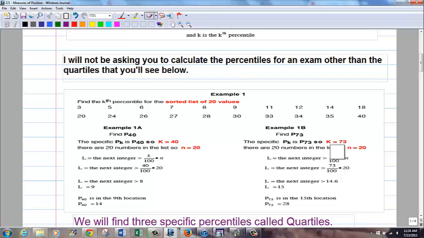So here they did a 73rd percentile. They took 73% times 20. Obviously they converted to decimal. Got 14.6. So that means your 73rd percentile value will be the next integer above that. So you don't round down to the nearest integer.